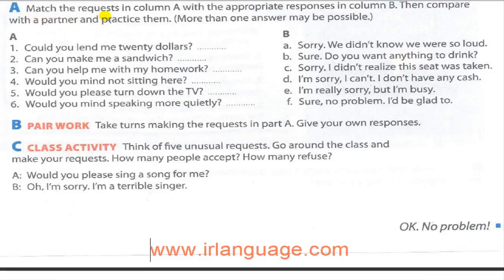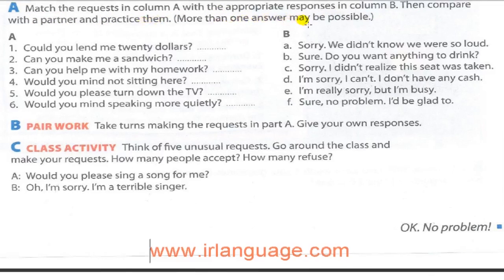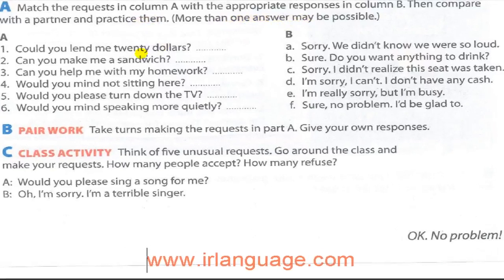A. Match the requests in column A with the appropriate responses in column B. Then compare with a partner and practice them. More than one answer may be possible. In this exercise, you match A with B. Maybe for one request, you will have 2 or 3 answers.